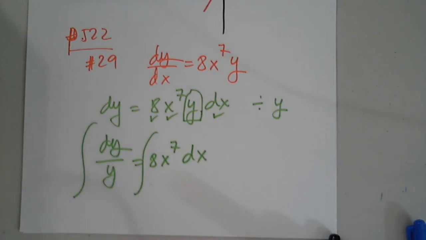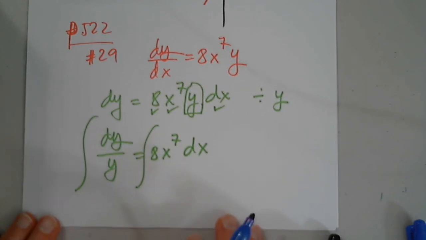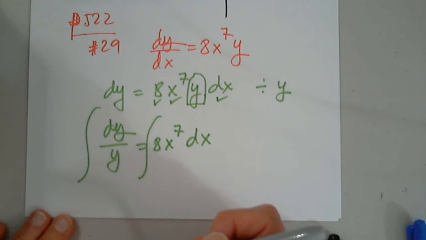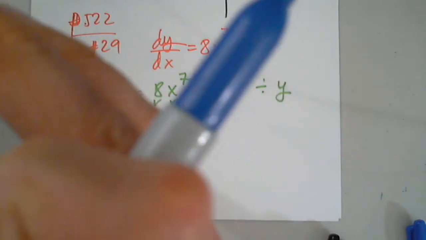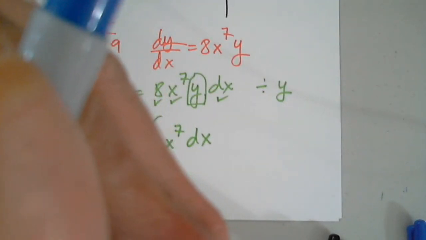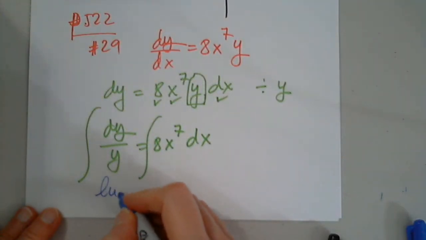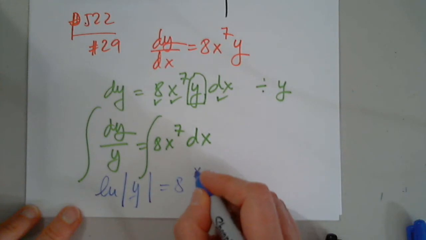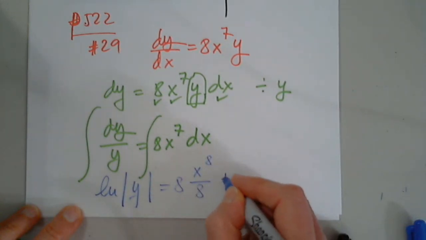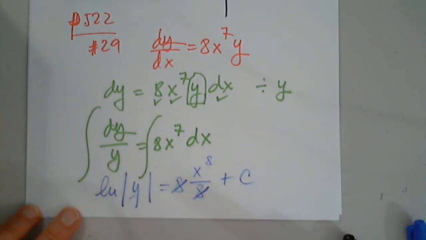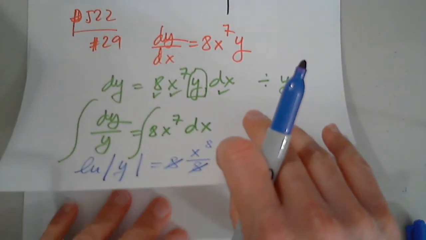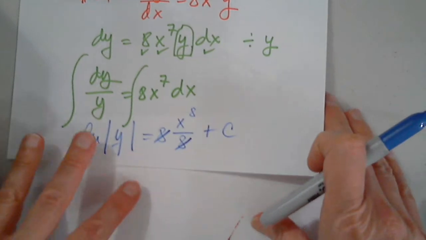What is the left-hand side equal to? When we integrate 1 over y, the natural log of the absolute value. Excellent. And this is easy, right? It's 8x to the 8th over 8 plus a constant c. Nice. So, great job, Amanda. Thank you.